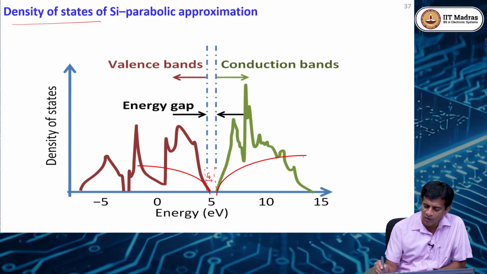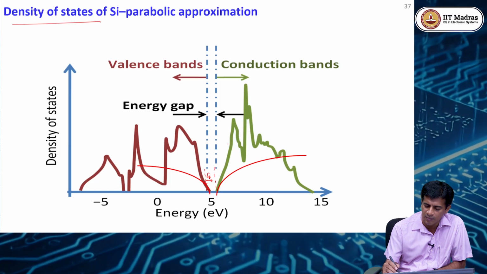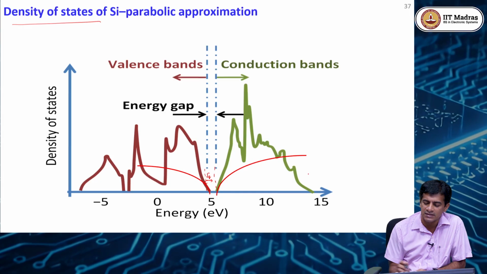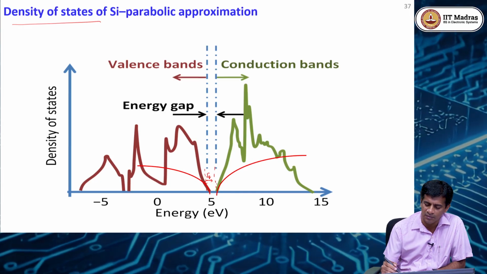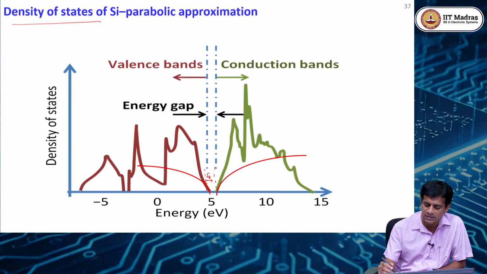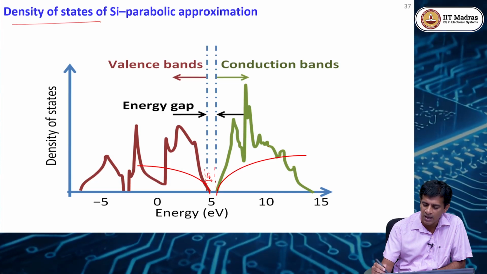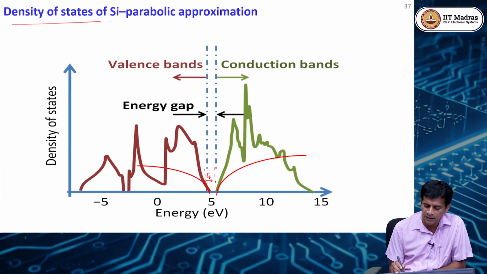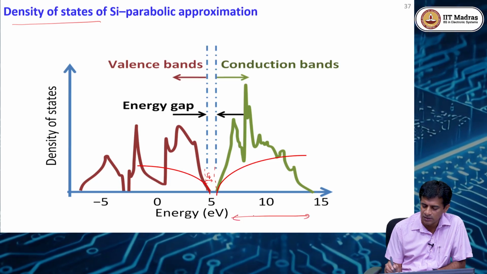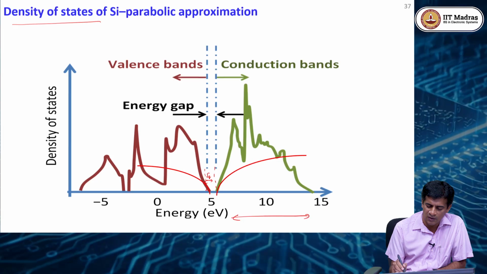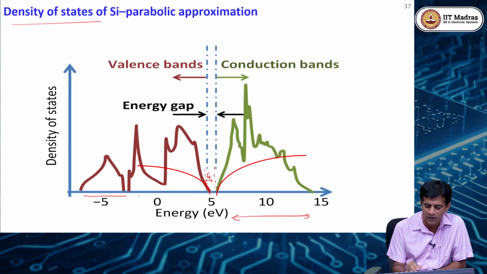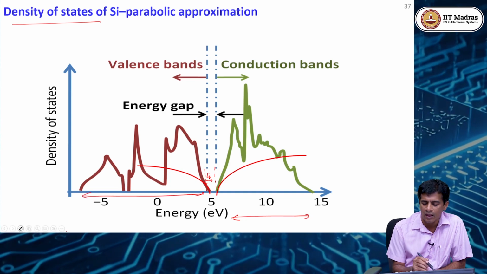As you go higher, it follows the green line. That's the shape, the available number of states. For example, the number of available states increases, then it decreases, then again it increases, and it decreases finally. Similarly for the valence band, it increases, it decreases, then again it increases, like this. This is the width of the valence band.